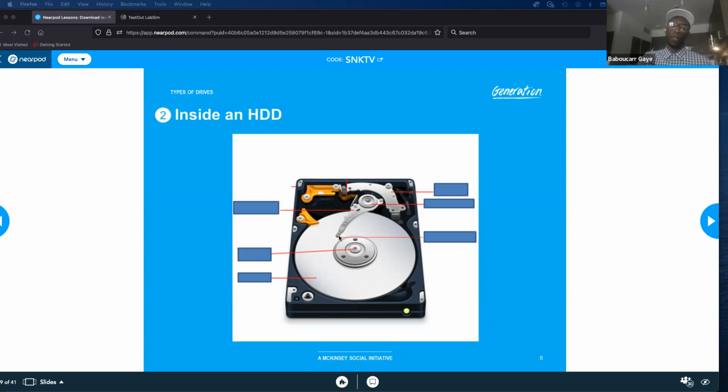It's the one that reads the actual disk. There you go. It reads and writes. So it's the read-write head. The very tip of the arm is what reads and writes information to and from the platter.